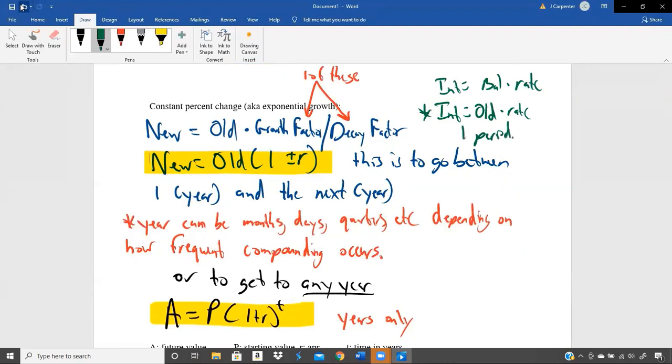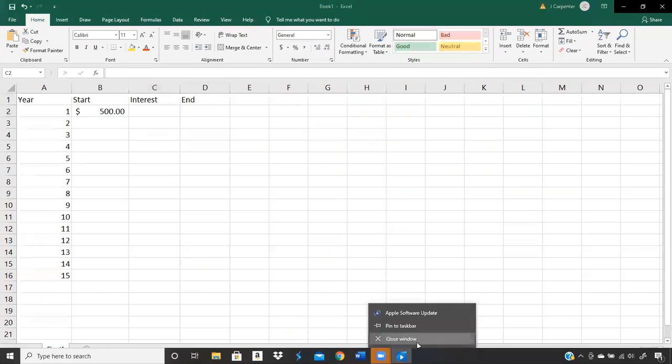So if we're compounding annually, this has to be over 1 year. If we're compounding monthly, it has to be over 1 month. If we compound monthly, you can't do 12 months worth of interest all at once using this formula. It's much more complicated than that. All right, so back to Excel.